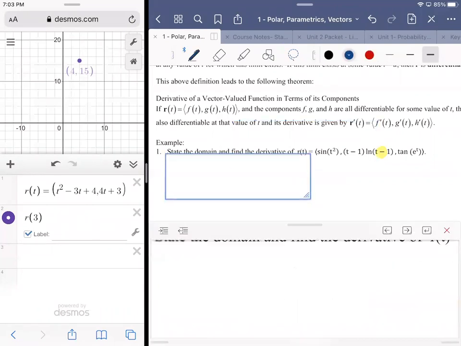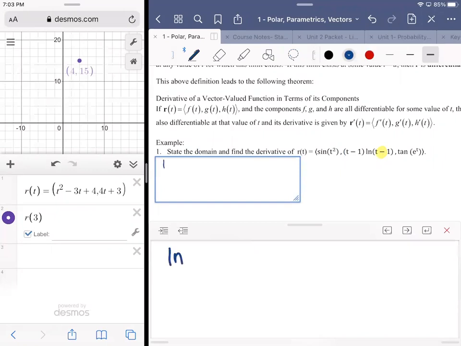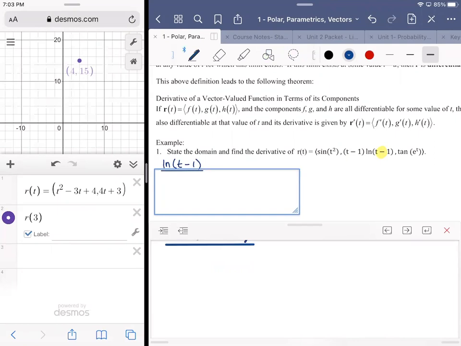So what I would do, just off on the side here, is say, all right, I've got my ln of t minus 1. I'll make a little table. I would say that I need my t minus 1 to be greater than 0. The only way that's going to happen, add 1 to both sides, is if the value of t is greater than 1. That's fine, because if t is, let's say, 1.0001, it's still going to be a positive number. So you're good to go there. We're good to go on the log.